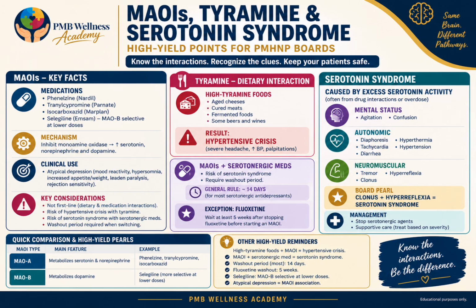Let's discuss serotonin syndrome. Serotonin syndrome is characterized by a combination of mental status changes, autonomic hyperactivity, and neuromuscular hyperactivity. Mental status findings include agitation and confusion. Autonomic findings can include diaphoresis, hyperthermia, tachycardia, hypertension, and diarrhea. Neuromuscular findings can include tremor, hyperreflexia, and clonus. For board purposes, I want you to remember clonus plus hyperreflexia. You want to remember serotonin syndrome. Management begins by discontinuing the serotonergic agents and providing supportive care with additional treatment based on severity.